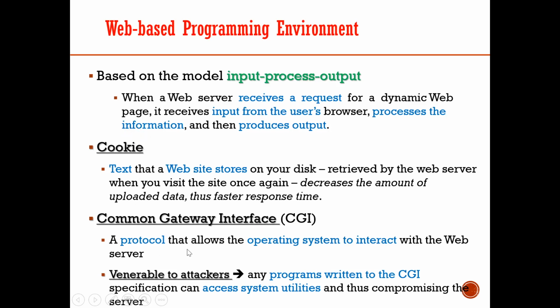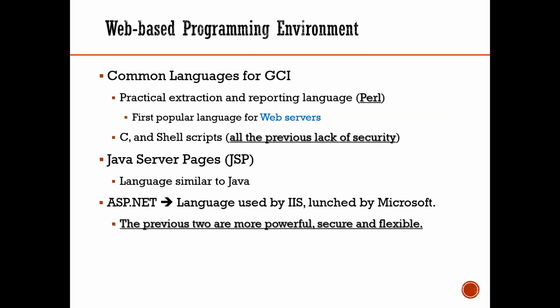Common Gateway Interface, here, is a protocol that allows the operating system to interact with the web server. This interface is very critical. Why? Because whenever a user has access to that protocol, they may be able to access the entire operating system. So attackers normally prefer this kind of protocol. If they are able to access it, it means they have access to the entire operating system, and then they can trigger their malicious code on it and destroy that operating system.